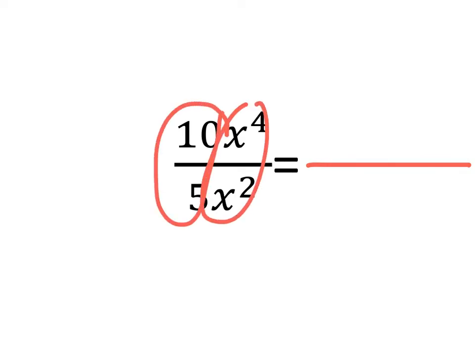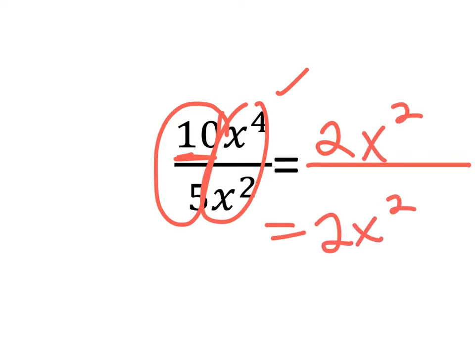So we look at this, the groupings. We have 10 divided by 5, which is 2, or 2 over 1. You know what? I'm not going to need that 1, so I'm not going to put it. Then we have x to the 4th over x to the 2nd. X to the 4th, there's 4 x's on top, 2 on the bottom. Start crossing out, going to leave me leftovers on the top, and there's going to be 2 of them. So it's 2x squared.